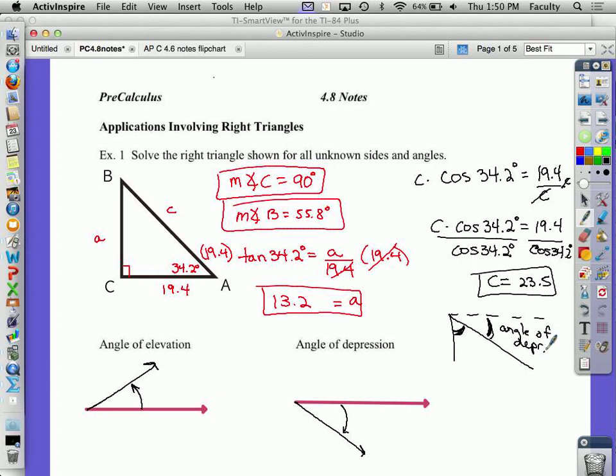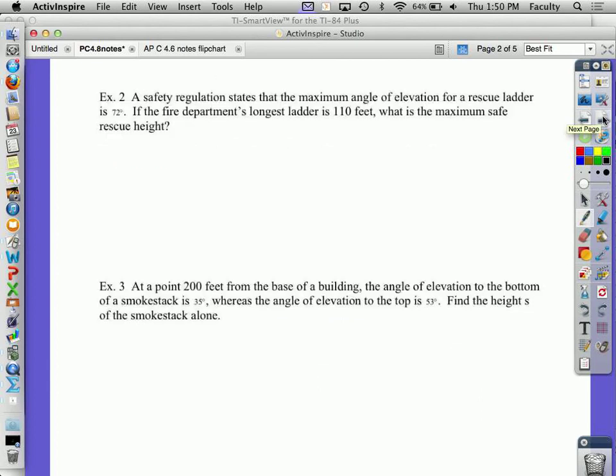All right, so let's look at some examples. Example 2 says, a safety regulation states that the maximum angle of elevation for a rescue ladder is 72 degrees. If the fire department's longest ladder is 110 feet, what is the maximum safe rescue height? So, let's suppose we have a building.